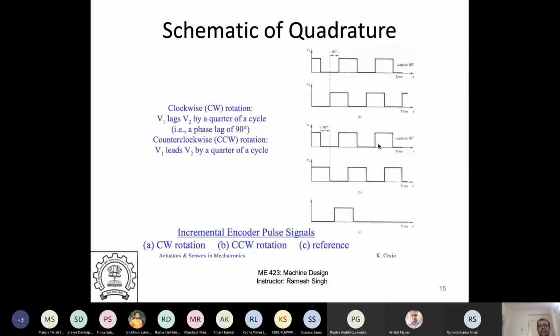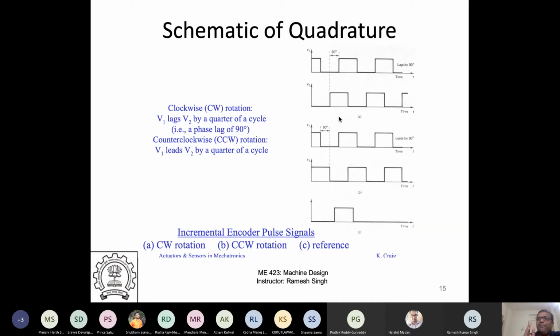There is another thing in an incremental encoder, something called quadrature. So in quadrature, what you do is you will have V1 and V2 tracks. So basically, what you do is you have either 90-degree lag or lead. So earlier, what you can do is you can just count each increment, right? So your resolution is just this, right? How many pulses you get in one rotation will be your resolution.